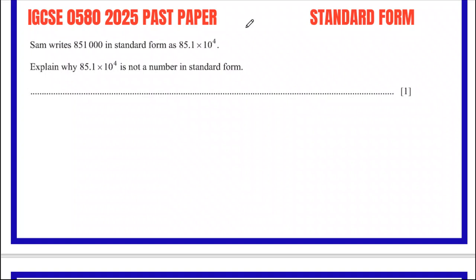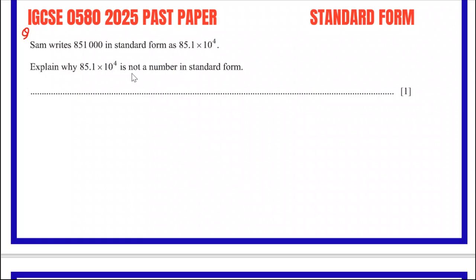Let's try our next question. Sam writes 851,000 in standard form as 85.1 times 10 to the power of 4. Explain why 85.1 times 10 to the power of 4 is not a number in standard form.